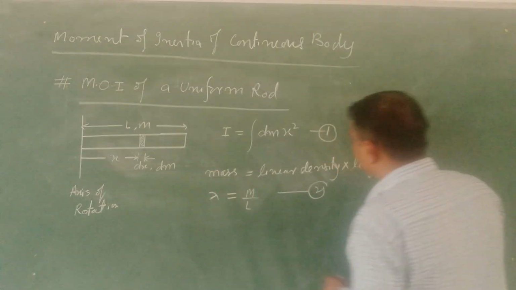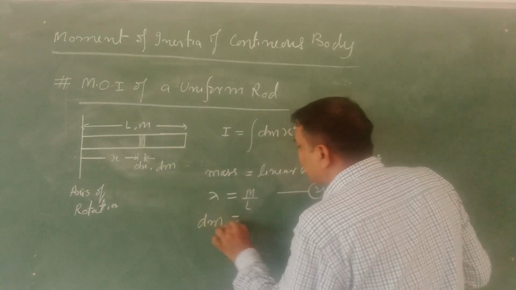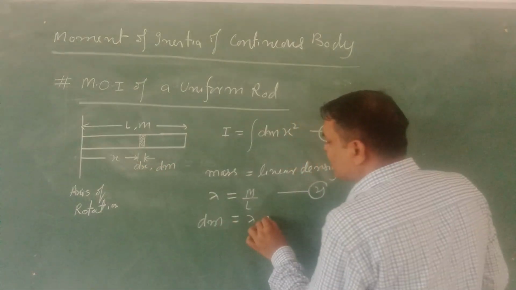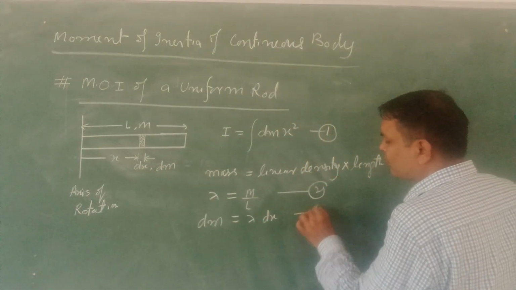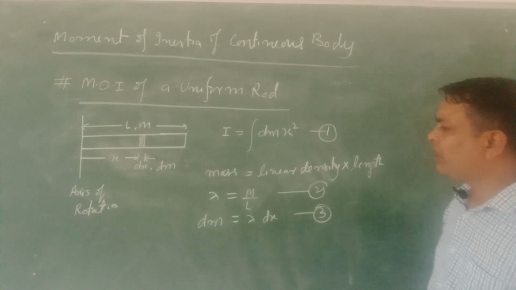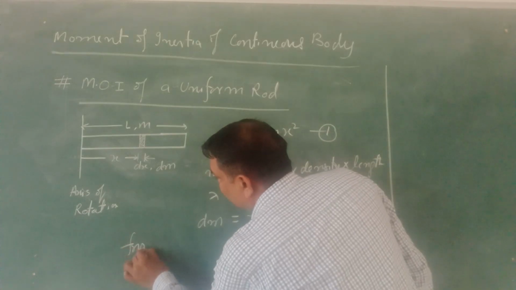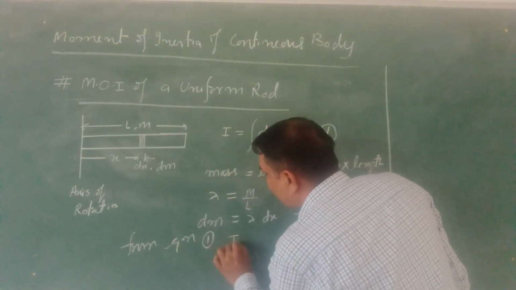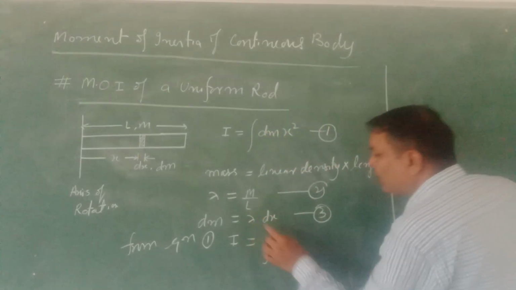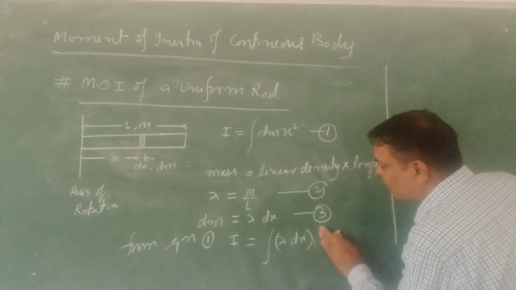So dm mass, from this formula, is equal to linear density lambda times the length of this strip, which is dx. So we have found the value of dm. Now we put the value of dm in equation 1. Then from equation 1, I equals integration of lambda dx x square.